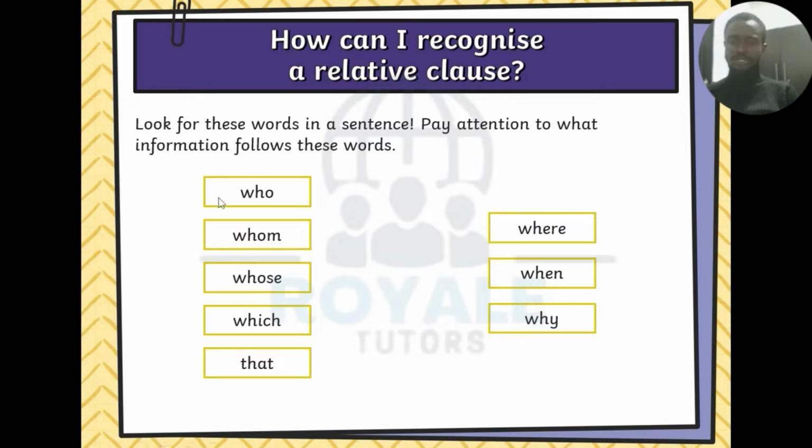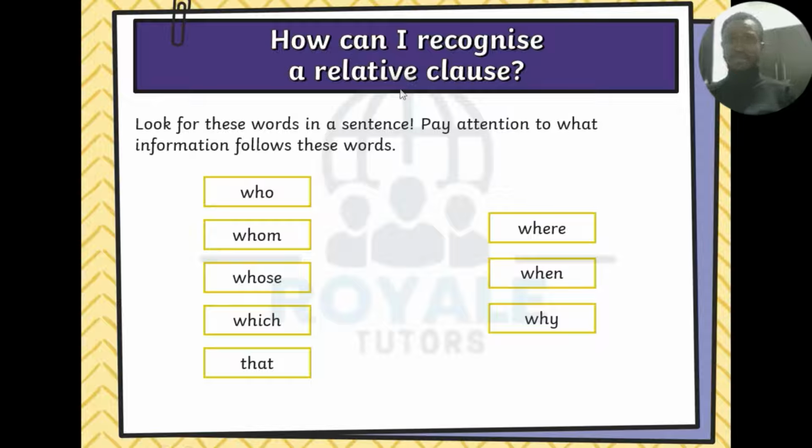The first one is who, whom, whose, which, that, where, when, why. Guess what? They are the WH words. So if you see the WH words in an expression, definitely know that this is introducing a relative clause.